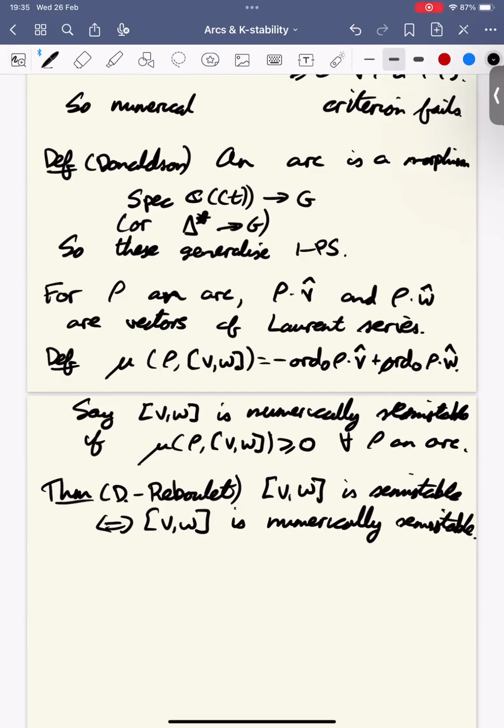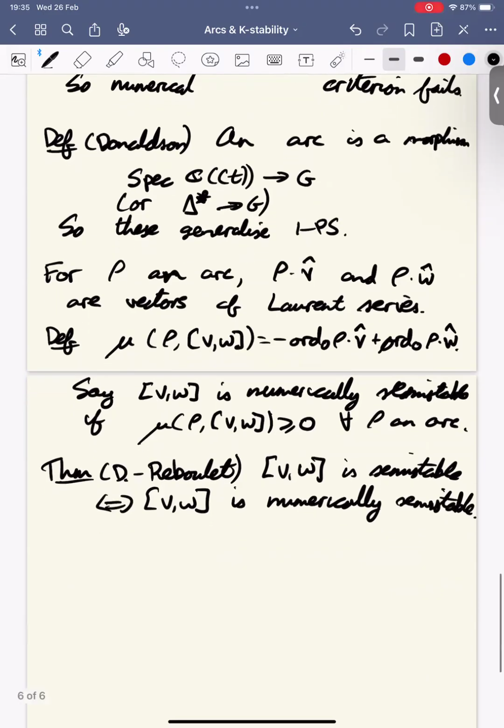Okay, so we got a numerical criterion, an optimal numerical criterion for semi-stability of pairs, but where we use arcs rather than just one-parameter subgroups. So we introduce, Paul also has a notion of a stable pair, which is an upgrade of semi-stable. We also introduce a notion of a polystable pair that will be useful in stating theorems. The proofs in the polystable setting are harder than the semi-stable case.